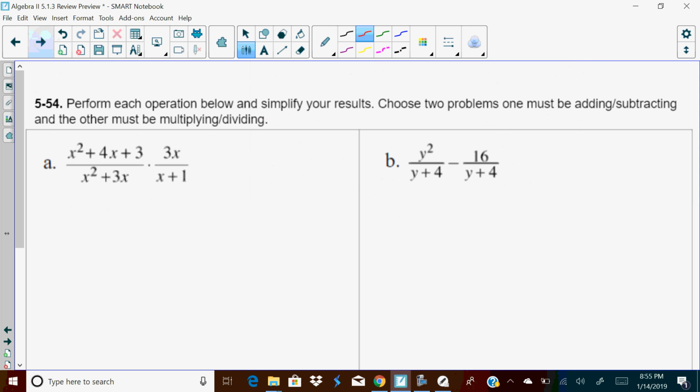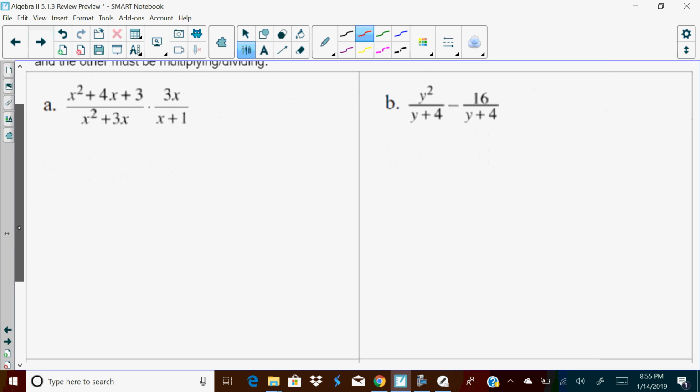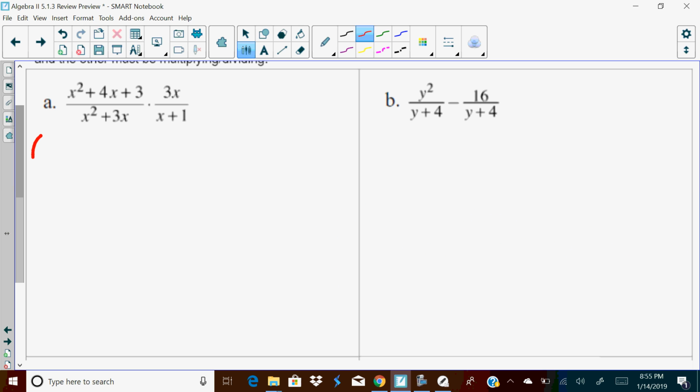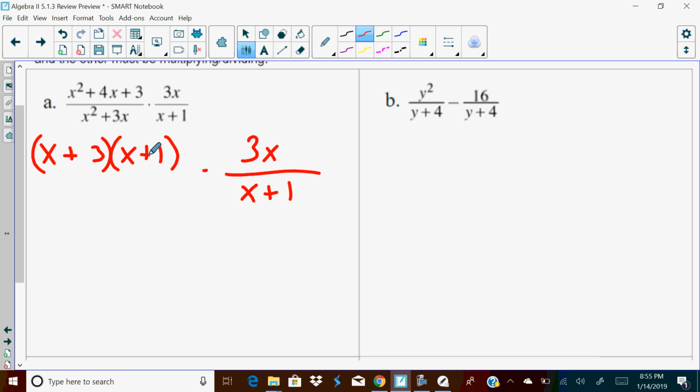For 54, perform each operation below and simplify your results. So for A, I'm multiplying. So the first thing I'm going to do is factor. So I factor the top, and I get x plus 3, x plus 1. So I factor the bottom as well. I pull out an x. I get x plus 3. So then I'm going to cross out diagonally. So x plus 1's cancel, x plus 3's cancel, and an x cancels. So I just get 3.